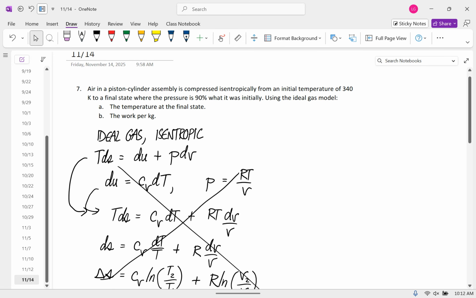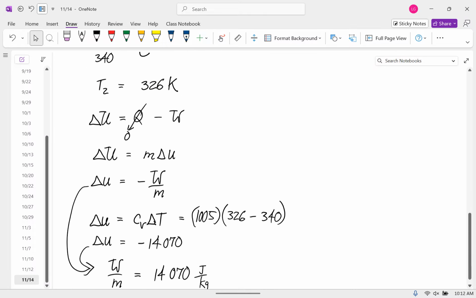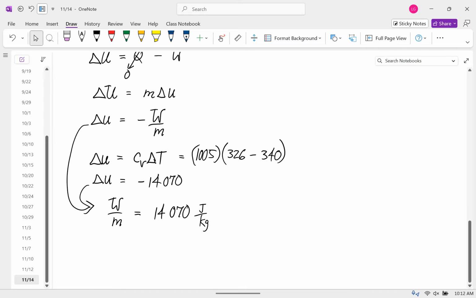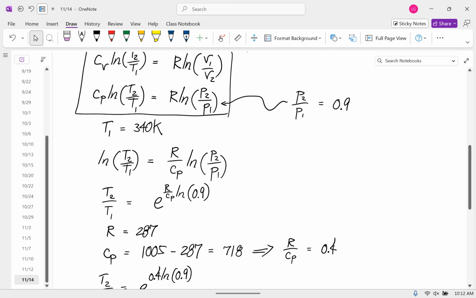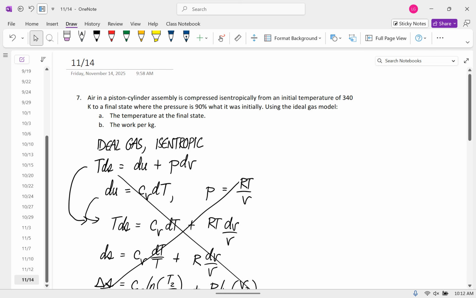Okay, work per kilogram. Well, this thing is compressed, so we expect work to be negative. We got a positive work. So what's going on there? Isentropically, how would this happen that the temperature would go down if there's no heat transfer?